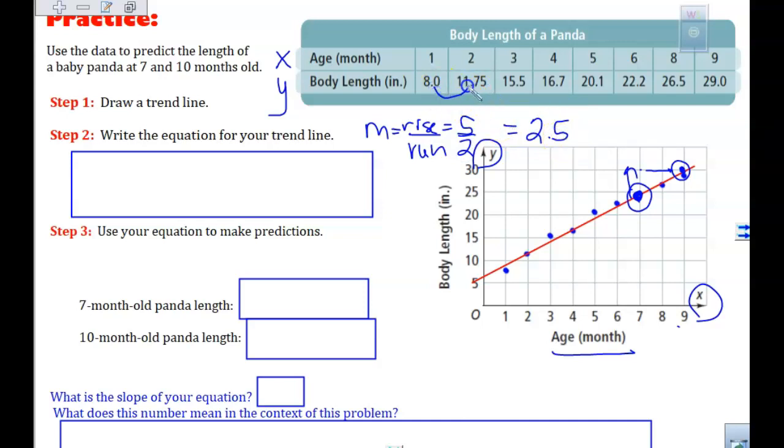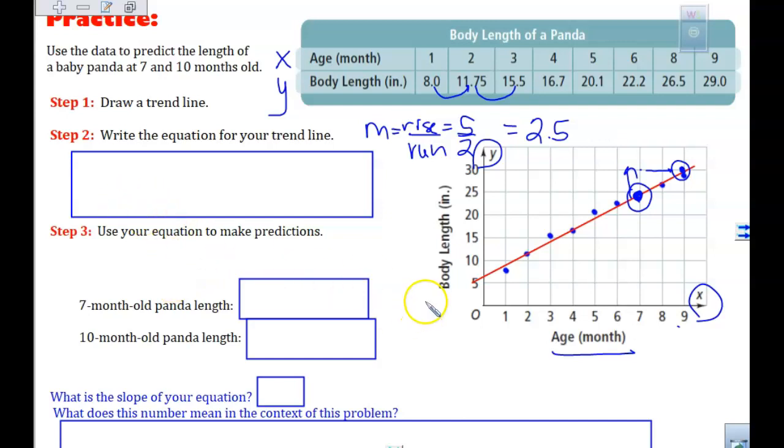If I add 8 plus 2.5, do I get really close to 11.75? 8 plus 2.5, I get 10.5, right? How about if I take 11.75? If I add 2.5, 11 plus that gives me pretty close to 14, 15. So when I'm taking a look at my slope and y-intercept, I always want to just make sure that it is really close to that.